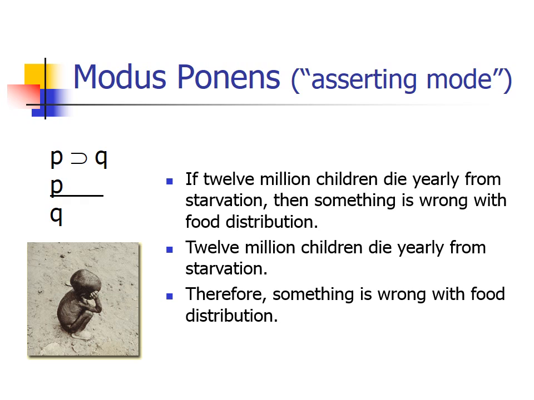12 million children die yearly from starvation. Something is wrong with food distribution, and they are dying yearly from starvation. Move to the conclusion: something is wrong with food distribution. The way this argument worked is I took a premise that involved a horseshoe, and I affirmed the antecedent of that horseshoe, thus allowing me to move to the consequent thereof for my conclusion. Basically, that's simple.